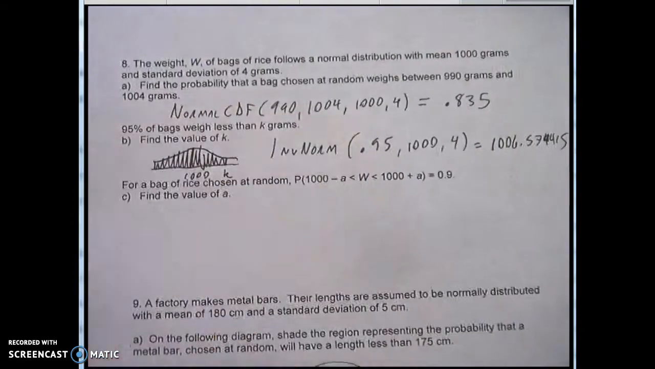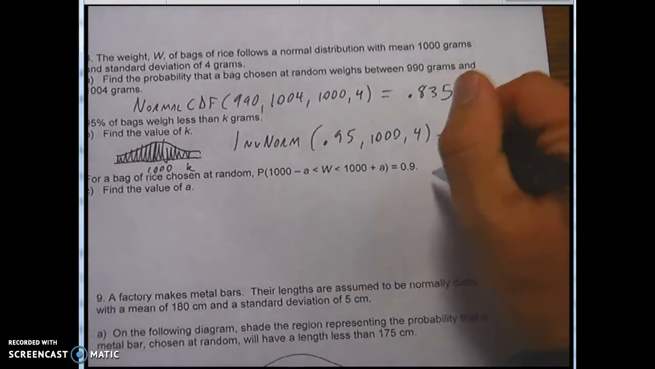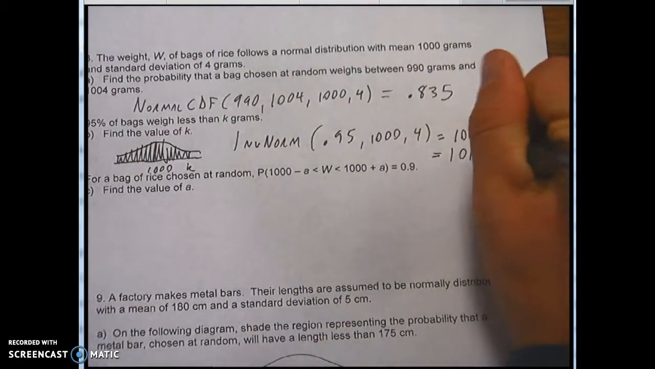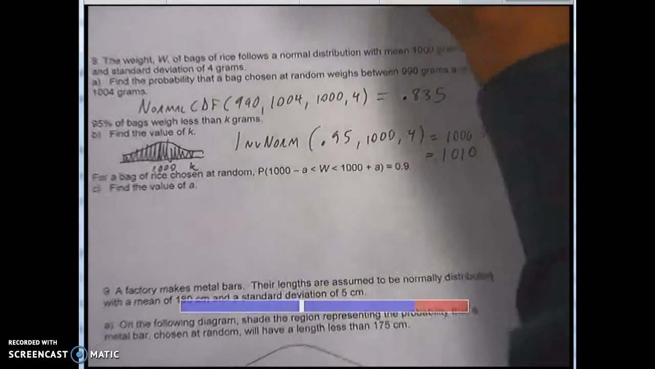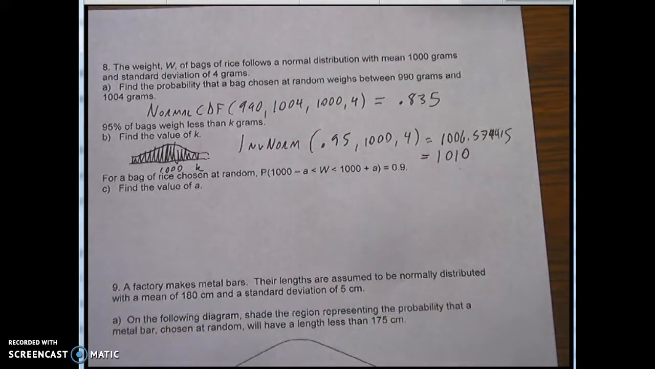1006.579415. Now if you're going to round that, 3 significant figures here is 1010. Because that's going to round up to 1010. So be careful with the rounding.